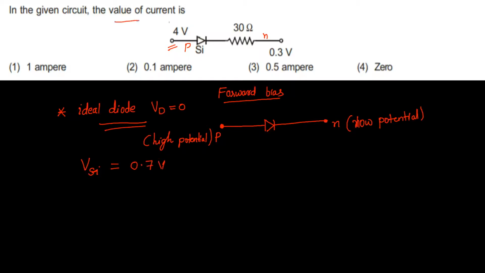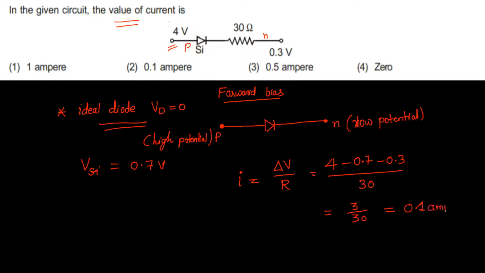So we can directly find out the value of current. I can take current I equals change in voltage divided by R. So how many voltages are there? This is high voltage, 4 volts, minus the voltage across the silicon diode, 0.7, and the voltage at the N region, 0.3, divided by the resistance, which is 30. If you solve this, you will get 3 by 30, which is nothing but 0.1 amperes.